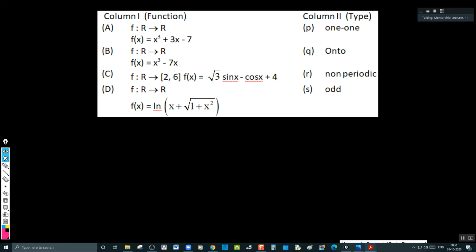Coming to this, please. F maps R to R. F x equal to, I'm talking about A there. Sir, not 1, 1 graph level. 3x square plus 3. It is perfectly positive now. It is 1, 1 only.